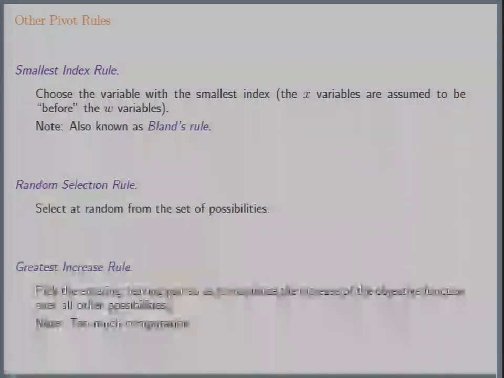There are other pivot rules that one can talk about. There's the smallest index rule, which is to choose the variable with the smallest index. So for the entering variable, that means choose the variable with a positive coefficient that has the smallest index, rather than the largest coefficient. If you pick both the entering and the leaving variable using the smallest index rule, that's known as Bland's rule. And Bland's rule has been proved not to cycle.